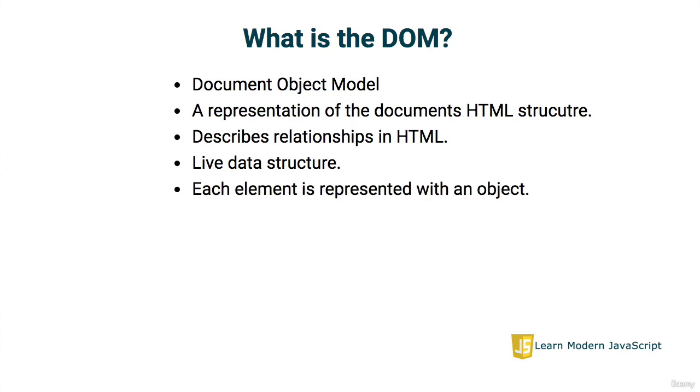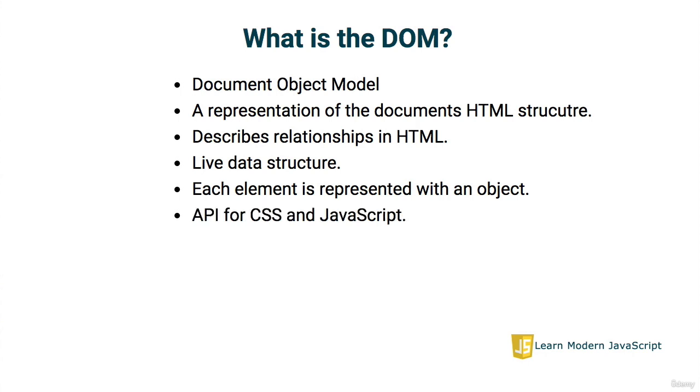Now, each HTML element is represented as an object, hence the name Document Object Model. Since they are objects, they're going to have attributes, and we can change things about those objects. And that's why it's a live data structure. That's how we can manipulate the DOM.